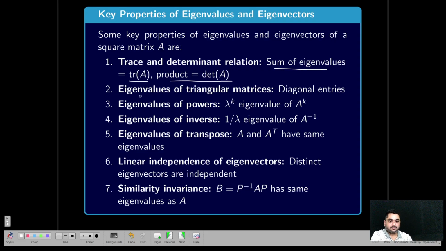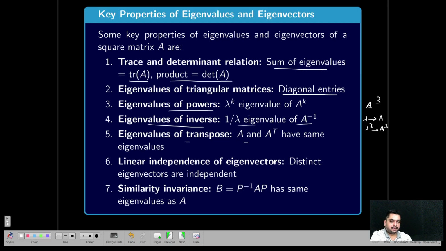Next, eigenvalues of triangular matrices, either upper triangular or lower triangular. For upper or lower triangular matrices, the diagonal entries are the eigenvalues. Eigenvalues of powers: eigenvalue of A power k. For example, if I take A cube, if lambda is the eigenvalue for A, then lambda power 3 will be the eigenvalue for A cube. Similarly, eigenvalues of A inverse: if lambda is the eigenvalue for A, then 1 by lambda will be the eigenvalue for A inverse.